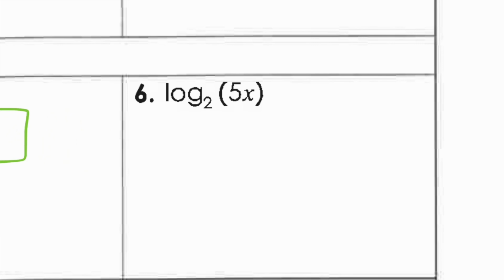On 6 here, we have two distinct parts. We have a 5 and an x, and that's what we're going to separate into two separate logarithms. And so we're going to do log base 2 of 5 plus log base 2 of x.